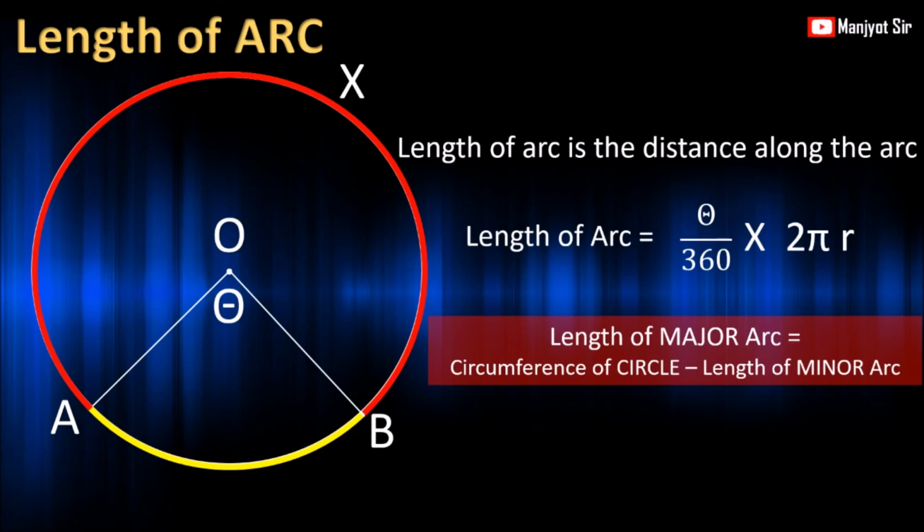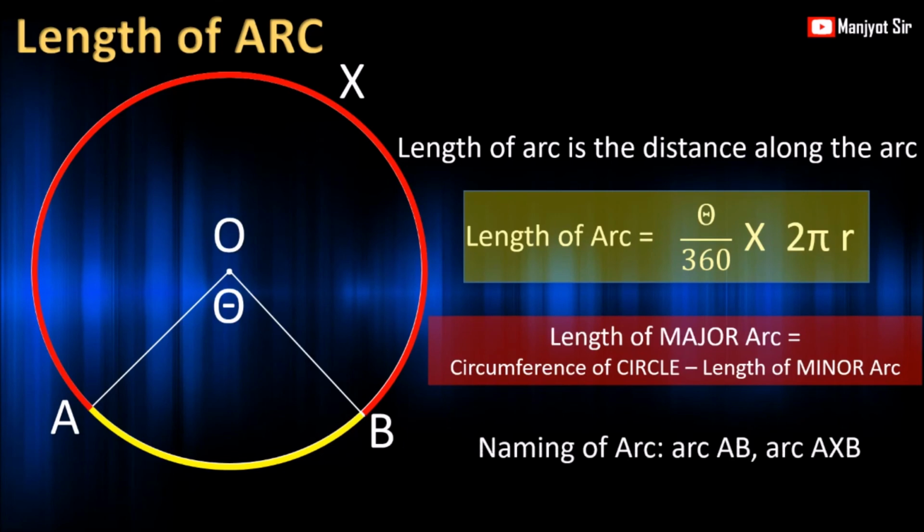Remember these two important formulas, that is the length of the minor arc, theta upon 360 into 2 pi r, and the length of the major arc, that is the circumference of the circle minus the length of the minor arc. We all know how to name an arc. Naming of an arc is very simple. So a minor arc is named using 2 letters or 3 letters and a major arc is named using 3 letters. So here we'll name the minor arc as AB and the major arc as AXB. So I hope everyone is clear with this part: length of minor arc, length of major arc, and naming of arc. I hope that you understood these two very important concepts, that is sector and length of arc.